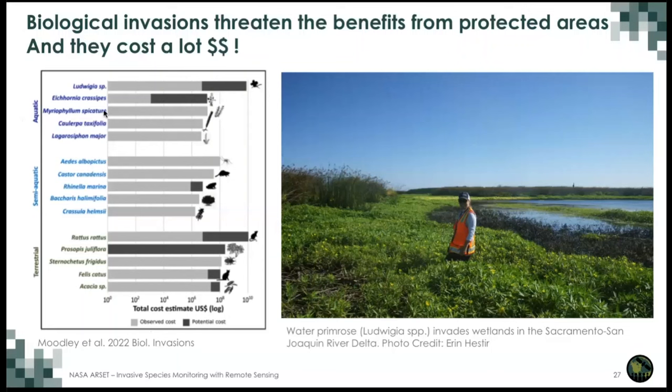Of the aquatic invasive species, we can see that there's this Ludwigia genus, which is water primrose, and the Eichhornia, which is the water hyacinth that we were talking about earlier in the news. And we can see here an example of that Ludwigia, or that water primrose, invading the Sacramento-San Joaquin River Delta and the wetlands therein.